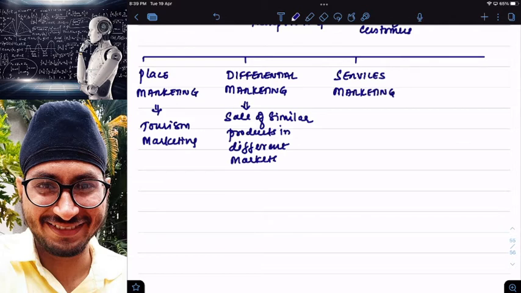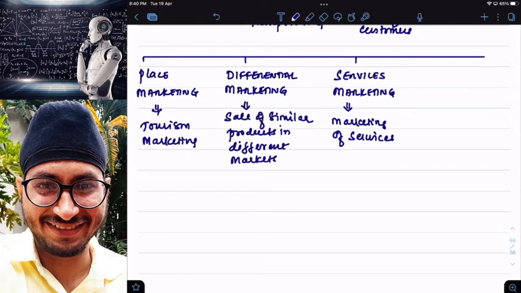Then we have services marketing. Clear? Sir, what do we mean by services marketing? It is nothing but marketing of services. Simple. Marketing of services. Examples are education institutions. Education institutions do what, sir? Service marketing. Banks will go for service marketing. Insurance companies will go for service marketing, etc.